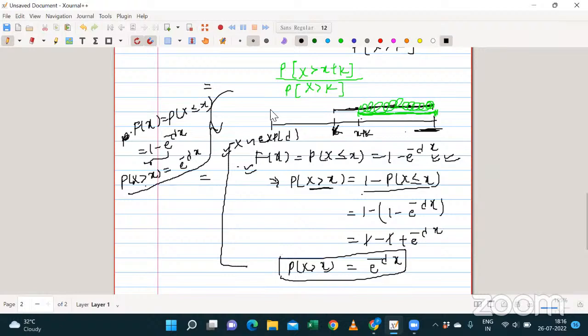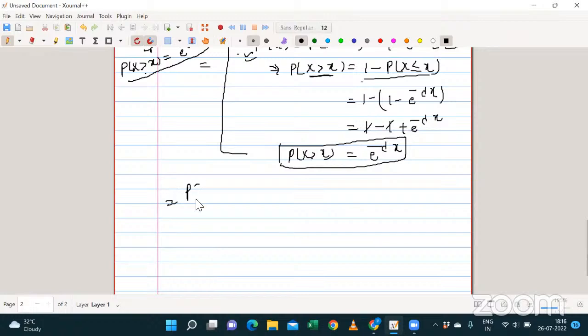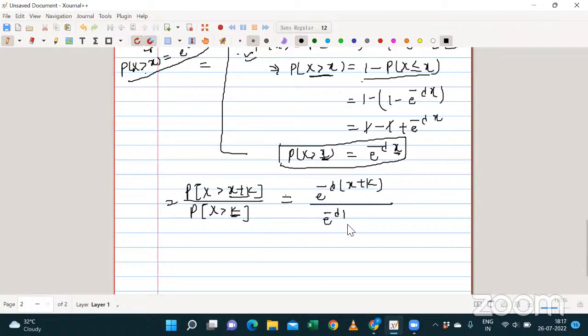Okay, so similarly, just apply these things here. We have probability X greater than x plus k divided by probability X greater than k, right? So instead of x, we have x plus k. So I can write e raised to the power minus lambda times x plus k. Now, if you apply this formula, here is x, so e raised to the power minus lambda times x, and here is k, so we will get e raised to the power minus lambda times k, right?